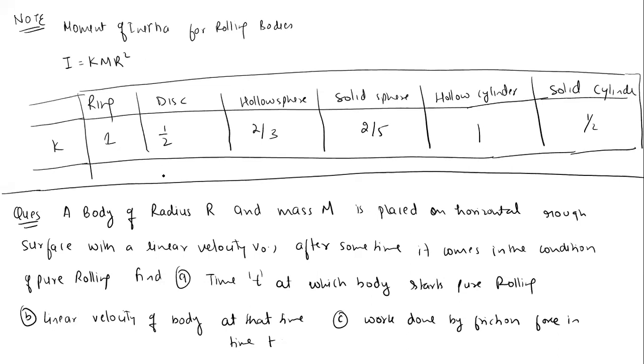If you draw the figure here, let us suppose this is the body. This body can be any body. It can be a disc, a solid sphere, a hollow sphere, a solid cylinder, whatever the body is. Now on this body, I have given a linear velocity of v naught.